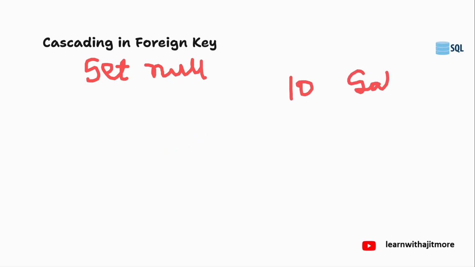Okay. Then second is set null. On delete set null. On update set null. Now in this case, what happens if the parent is deleted? Child is not automatically deleted. The child record's foreign key value is set to null. See, this is 10 sales. Okay, this record is deleted. Then there can be many employees who are belonging to department 10.